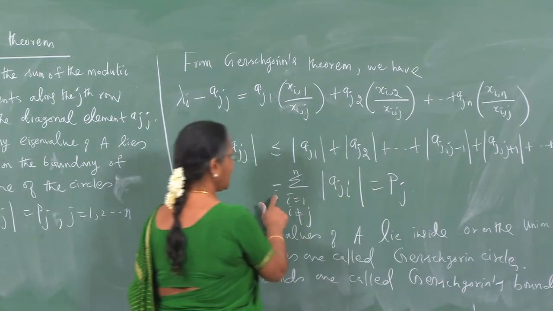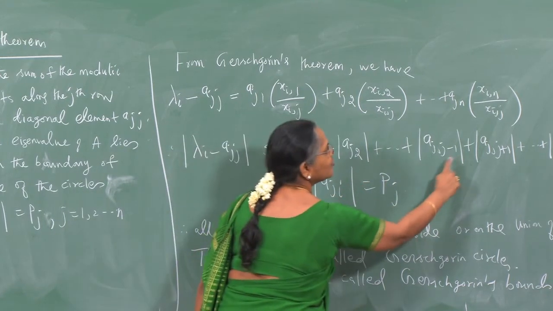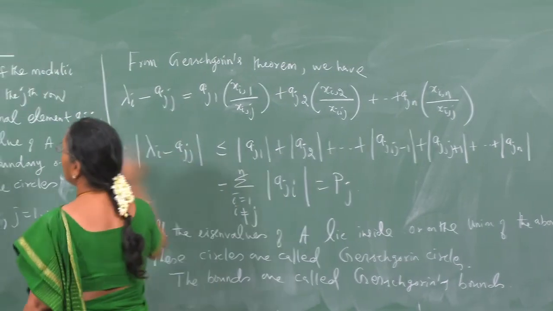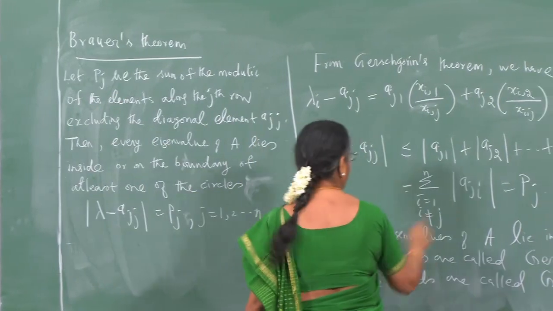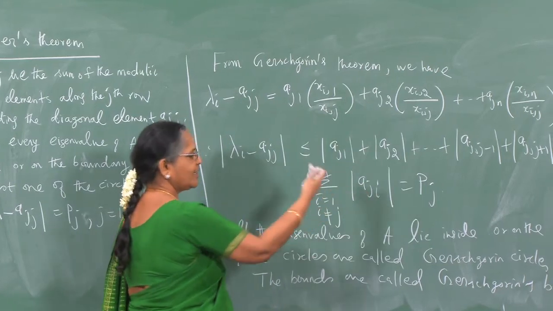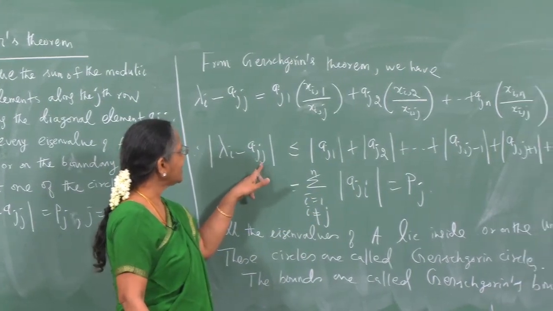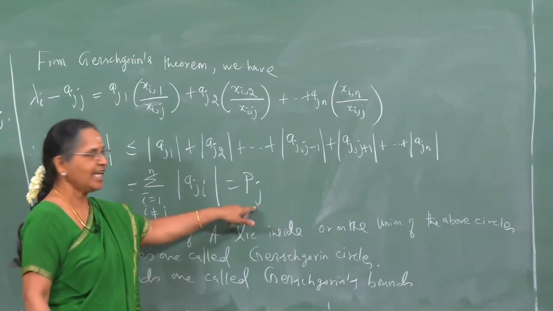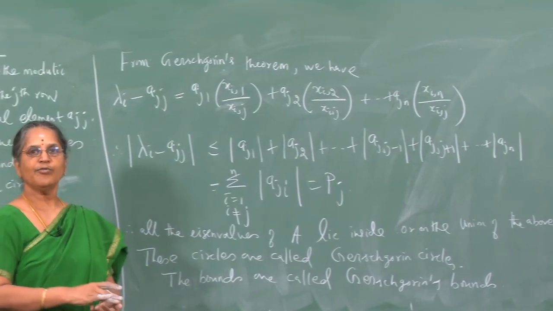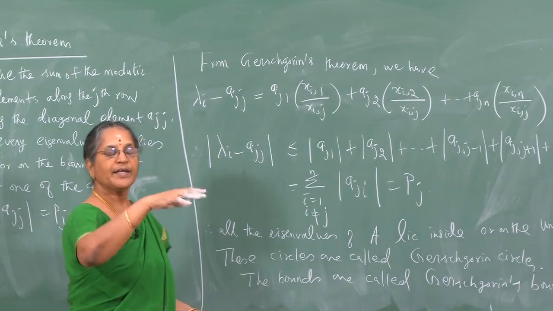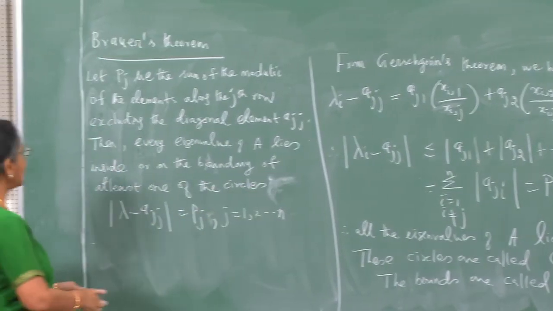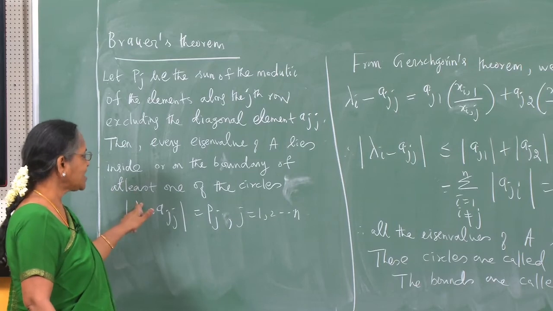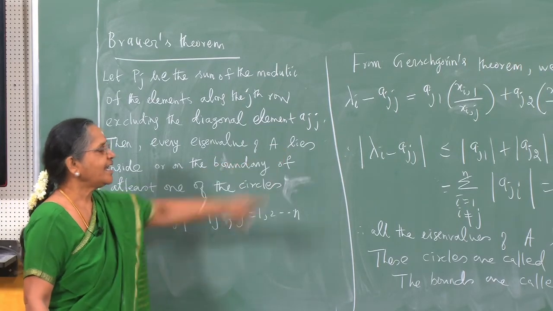And what is this? This is summation I is equal to 1 to n. You see that there is no term mod ajj, so I not equal to j of modulus of aji, but that is what is denoted by pj in the theorem. So, this is equal to pj. So, what are your circles? Your circles are such that they have their centers at ajj for j is equal to 1, 2, 3 up to n, and the radii are given by pj for j is equal to 1, 2, 3 up to n. So, you now know the circles within which the eigenvalues can be located, and the result says every eigenvalue of A lies inside or on the boundary of at least one of these circles which have their center at ajj and radii as pj.